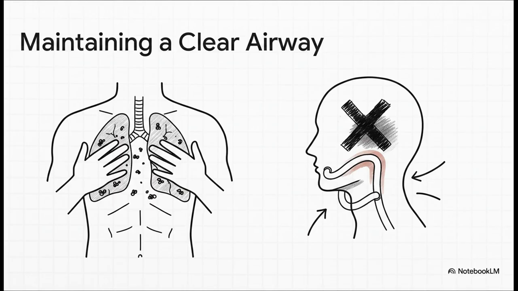Now, sometimes the problem isn't a lack of oxygen, it's that there's a roadblock in the way. That's where these come in. Chest physiotherapy, or CPT, uses things like vibration and percussion on the chest to help break up and move mucus out of the lungs. And in more serious situations, a tracheostomy creates a direct surgical airway into the windpipe, completely bypassing any blockages higher up.